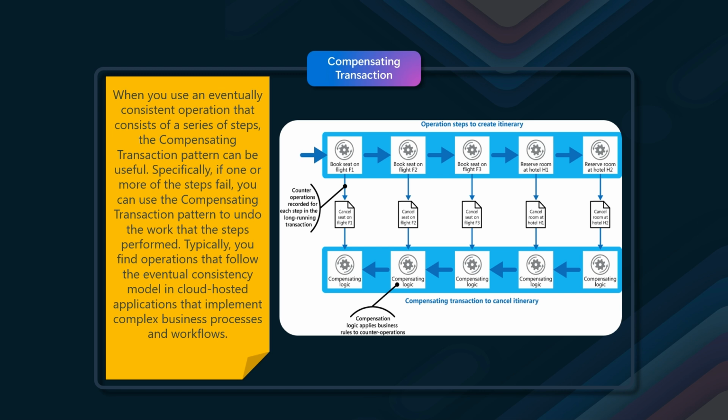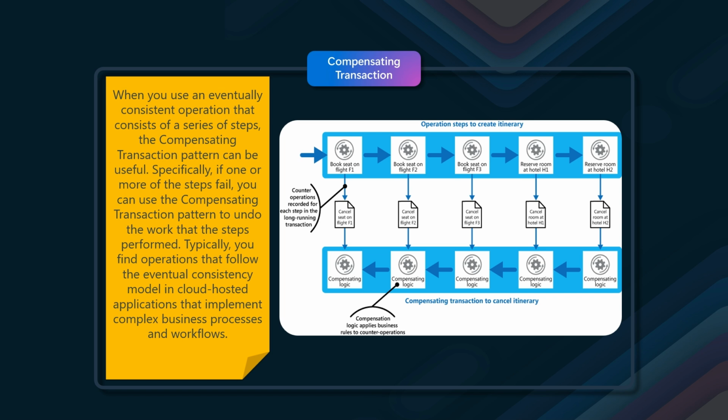When you use an eventually consistent operation that consists of a series of steps, the compensating transaction pattern can be useful, specifically if one or more of those steps fail. You can use the compensating transaction pattern to undo the work that the steps performed. Typically, you would find operations that follow the eventual consistency model in cloud hosted applications that implement complex business processes and workflows.